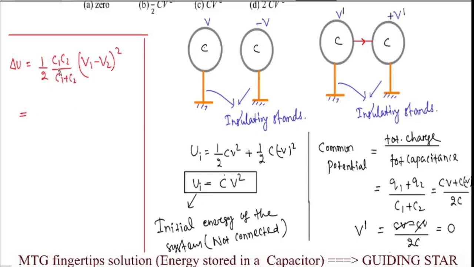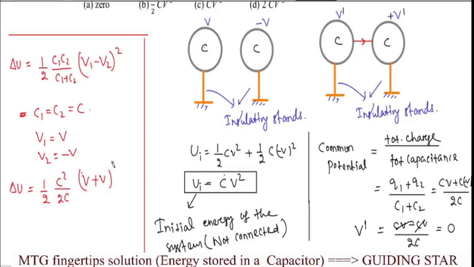So here in this particular case, what are C1 C2? C1 C2 is the capacitance of the individual metallic spheres. So C1 equal to C2, both are same as given here. And potential V1 is let it be V, and V2 is let it be minus V. So if we put all these values over here, loss of energy will be equal to half C1 C2, that means C into C, that means C square divided by 2C, whole into, here V1 is V, minus minus plus, it will be V. So V plus V whole square.